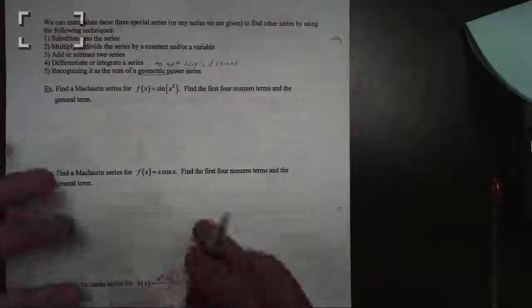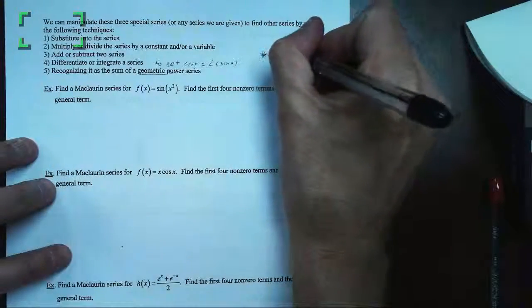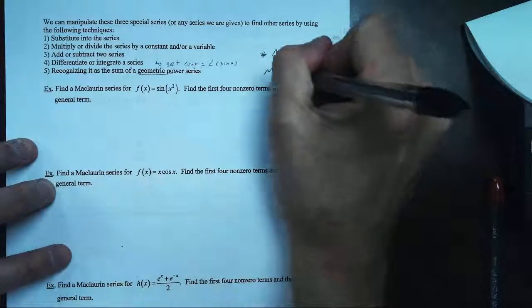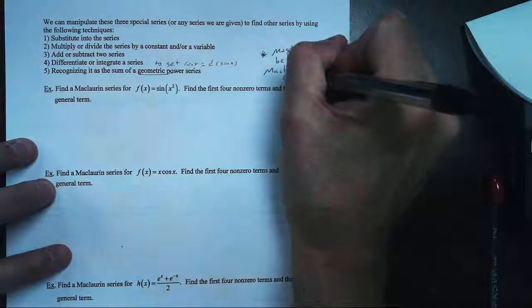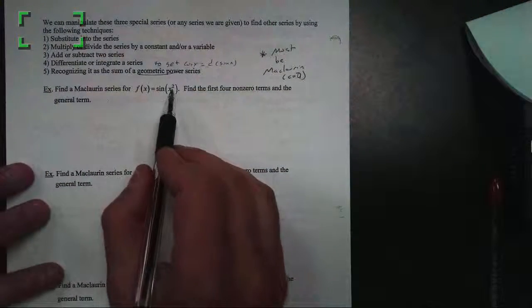Now, let's say we have a Maclaurin series. These have to be Maclaurin. To use these, it must be a Maclaurin series. In other words, C must equal 0 for this to work. So I have the Maclaurin series right here.